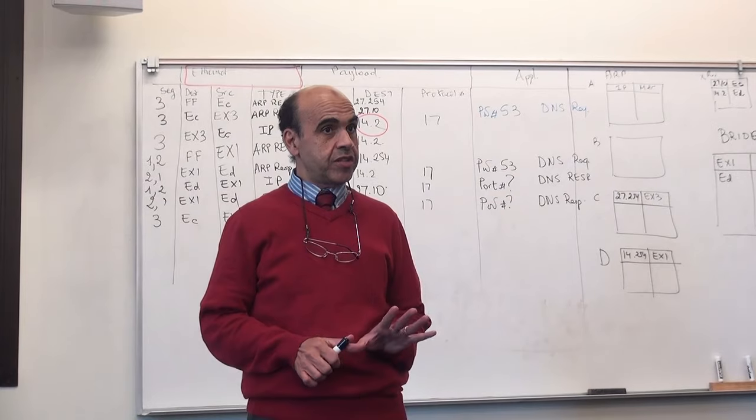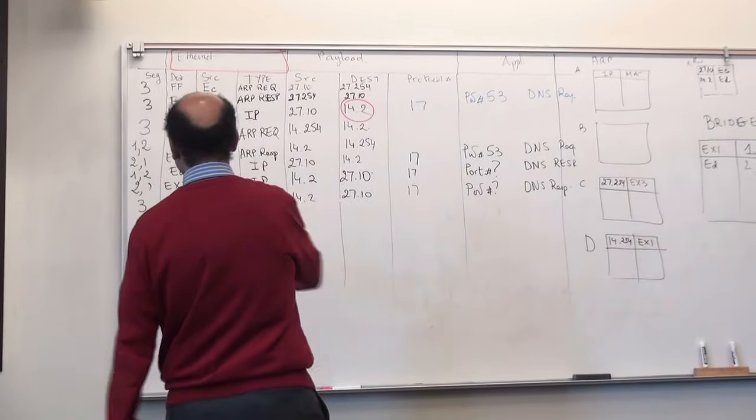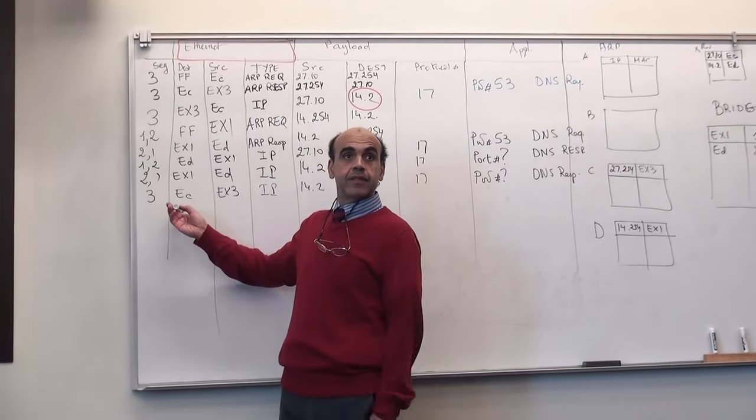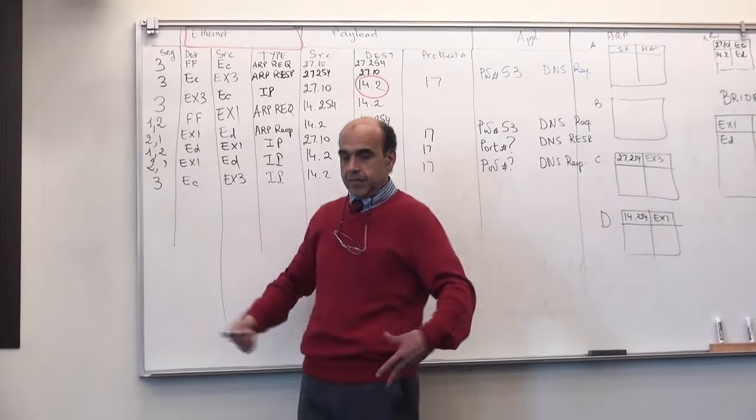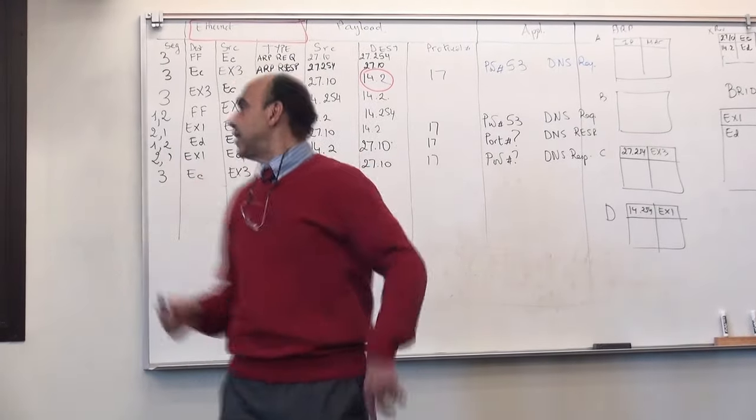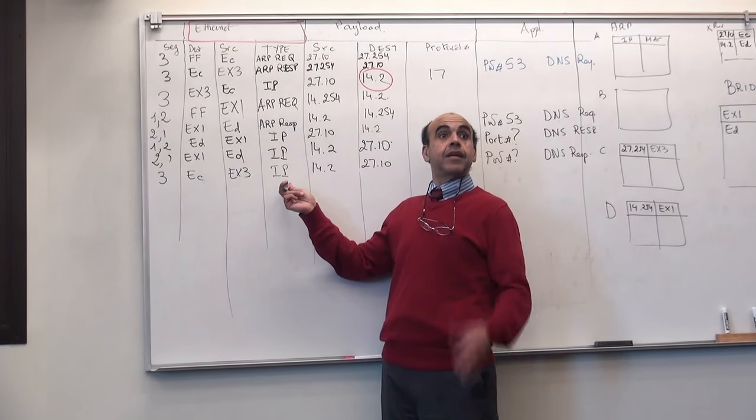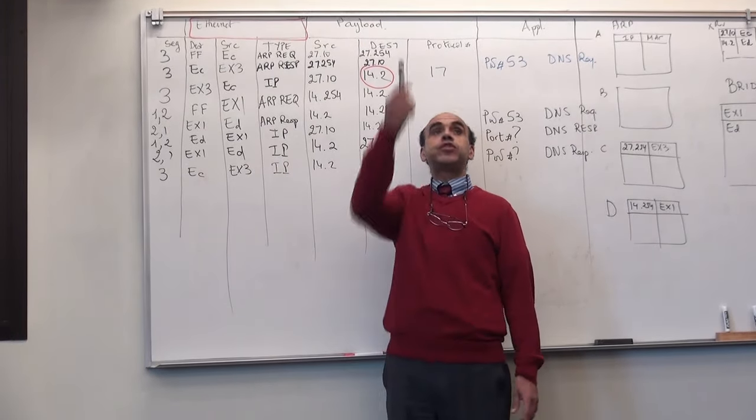So far, so good? Okay, so now, who will be picking this frame? C. So C will get it. At the link layer, we will look at who it is for. It's IP. Push it to IP.